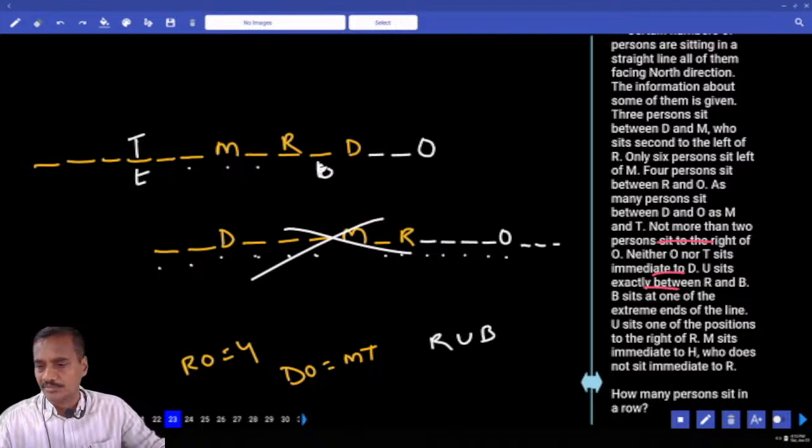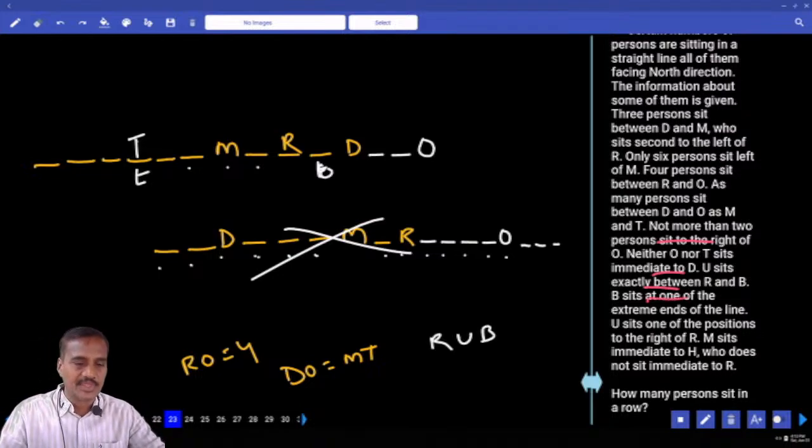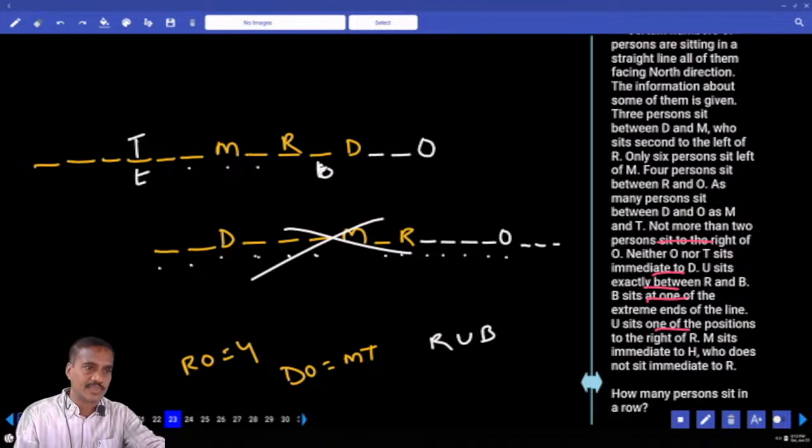The next one, B sits at one of the extreme ends of the line. B can be either the left extreme or right extreme. The next one, U sits at one of the positions to the right of R. Now U is to the right of R. If U is to the right of R, B must also be to the right of R. And B is also to the right of R.